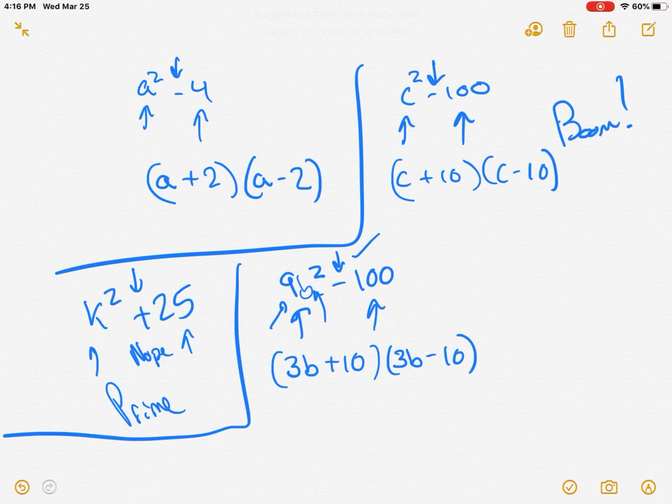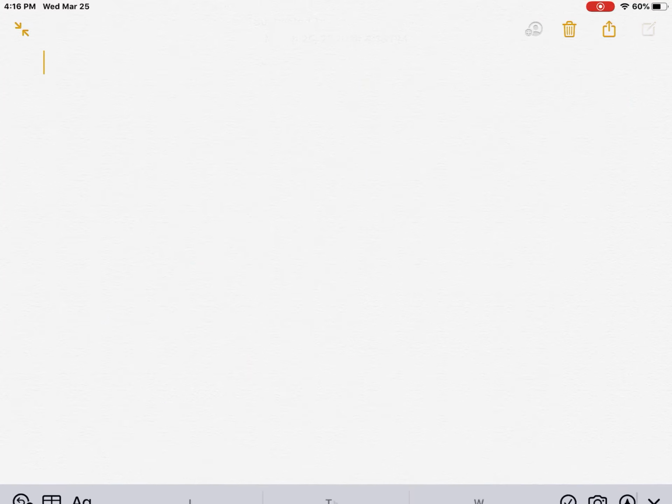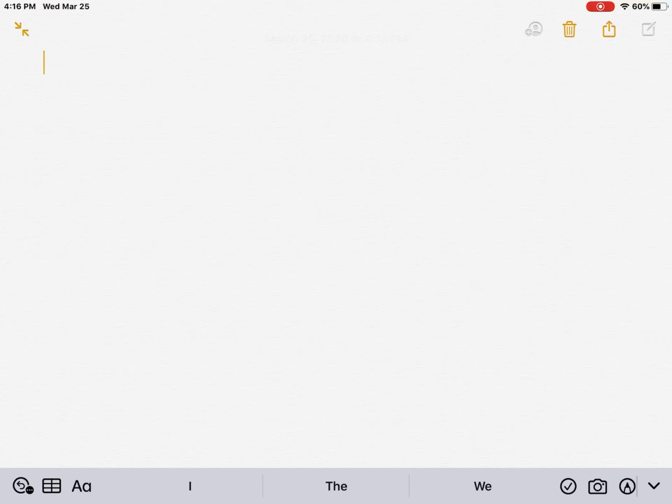As always, we could check all these if we wanted to. a squared, minus 2a, plus 2a, minus 4. Those two cancel. a squared minus 4. We did it right. So is it going to get more difficult? Are there going to be more numbers? Absolutely.